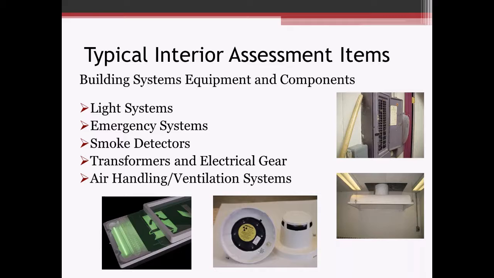Some building systems, equipment, and components. Common things you look at: light systems. Those ballasts in your light systems may have the PCB oil. The lamps themselves, mercury lamps, HID, high intensity discharge lamps with mercury and different gases. Those things will have hazardous materials that need to be managed appropriately. Emergency systems, primarily the batteries associated with those. If you're taking those offline, you've got batteries to deal with and dispose of.